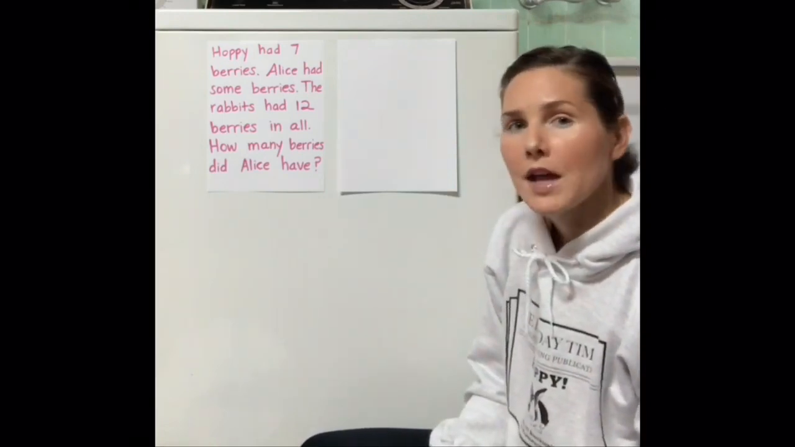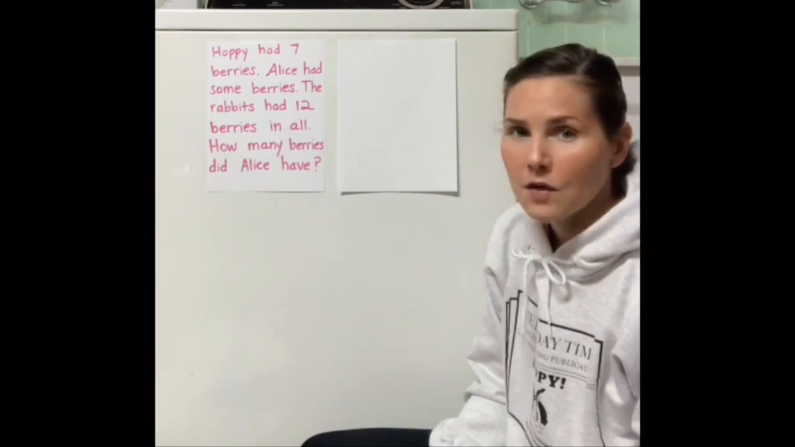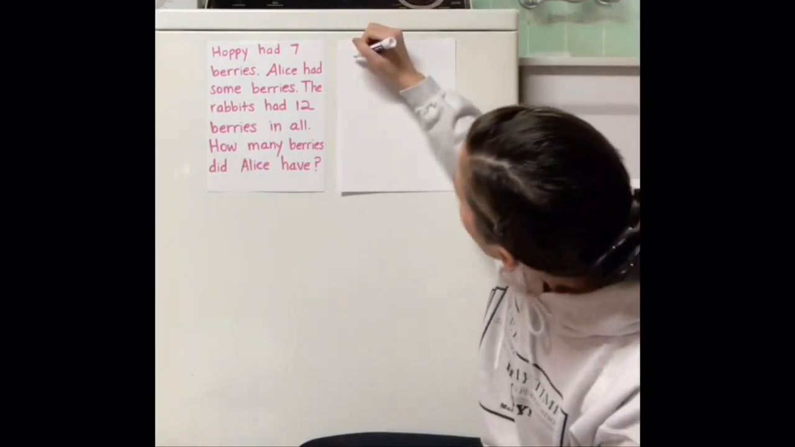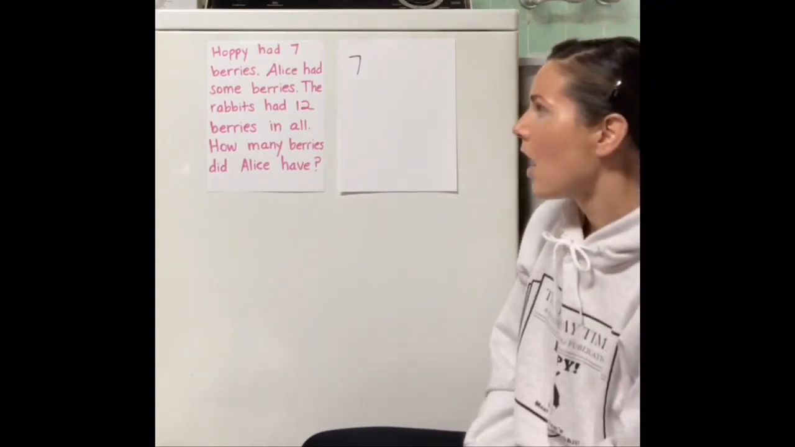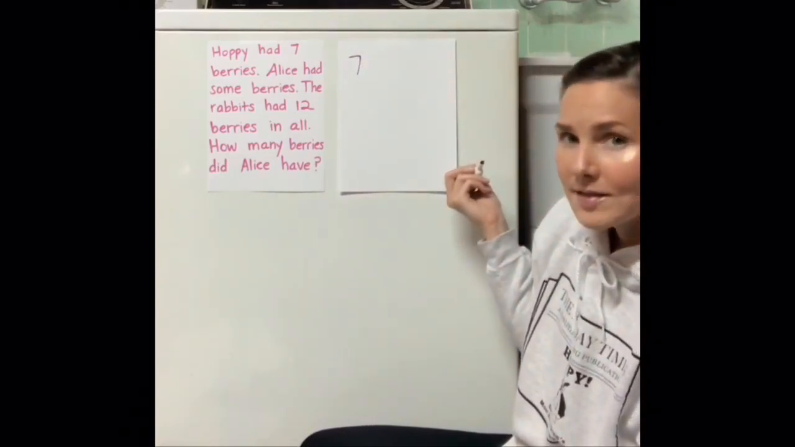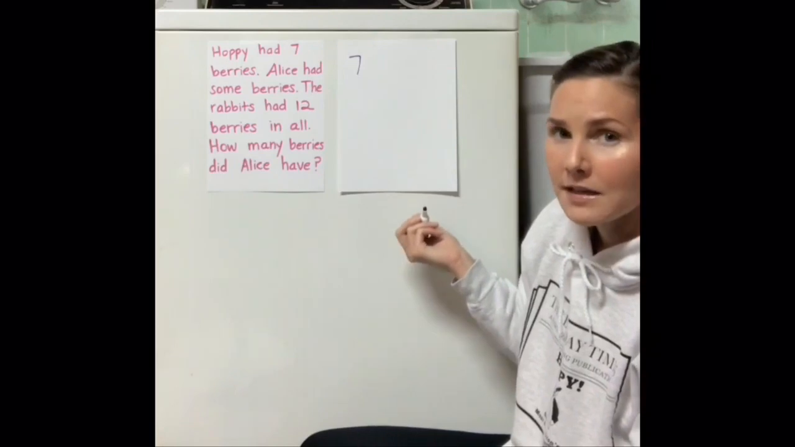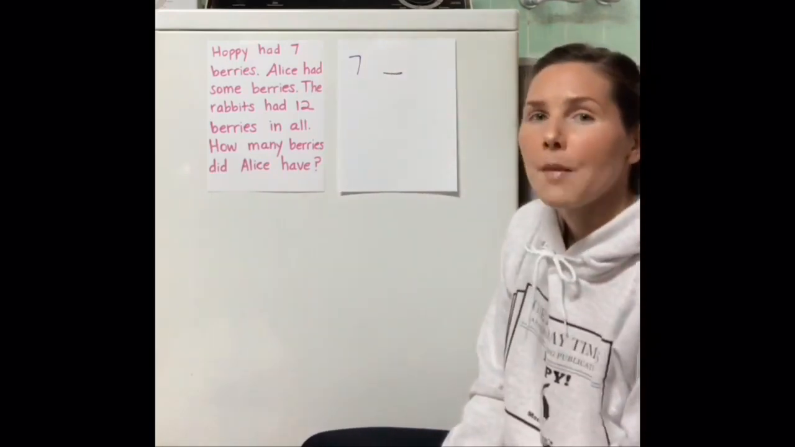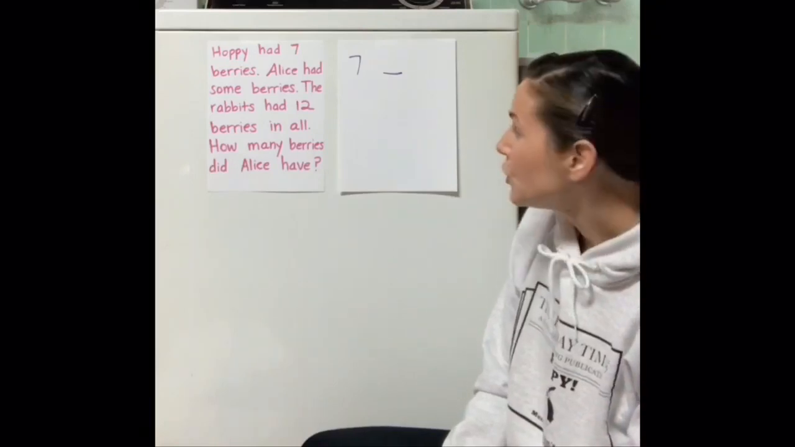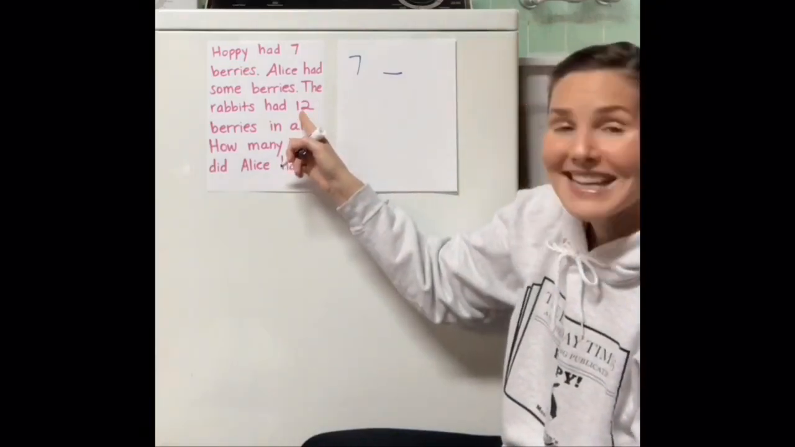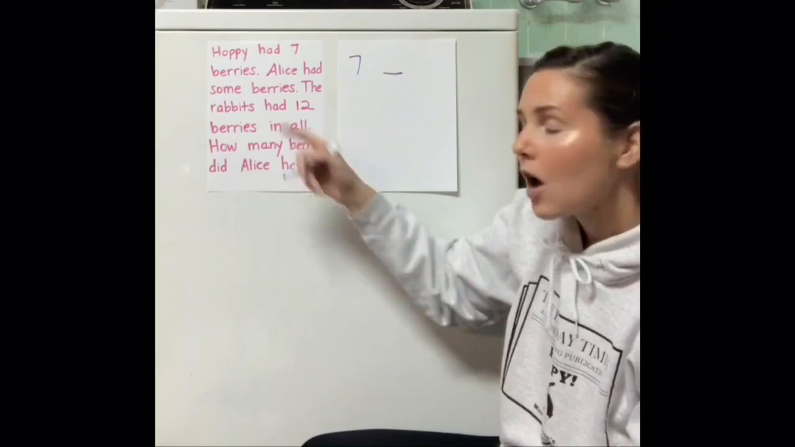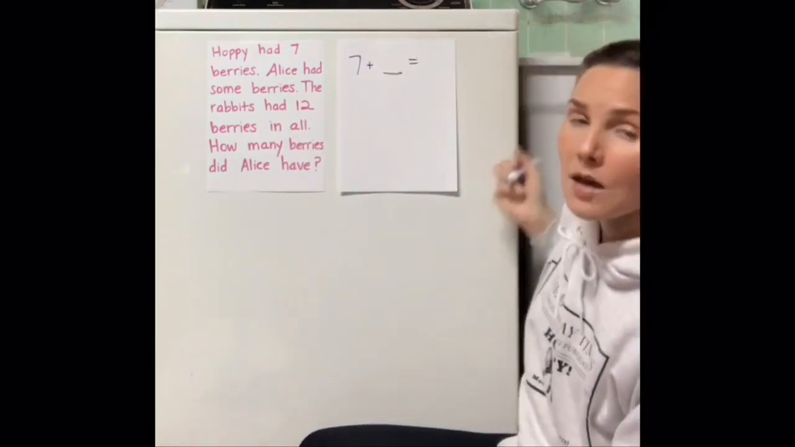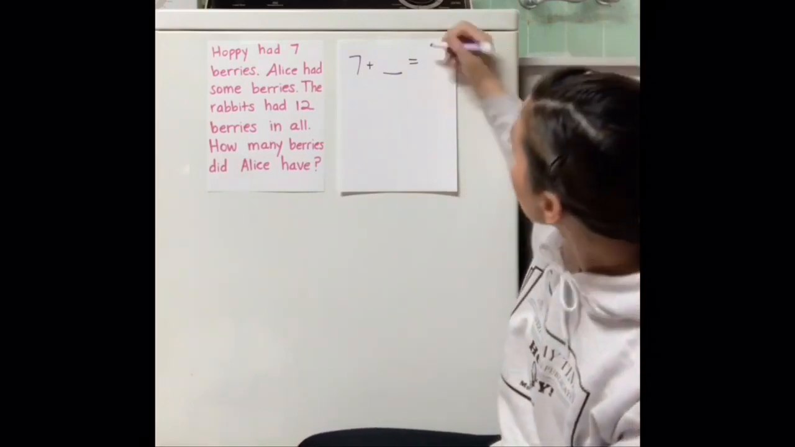Let me go ahead and write a number sentence to show how to solve this problem. Here are the 7 berries that Hoppy had. Alice had some berries, but we don't know how many, so I'm going to go ahead and leave a blank for her amount of berries. We do know that the rabbits had 12 berries in all. Those keywords in all tell me that we're adding, and they tell me that the sum or answer is 12.